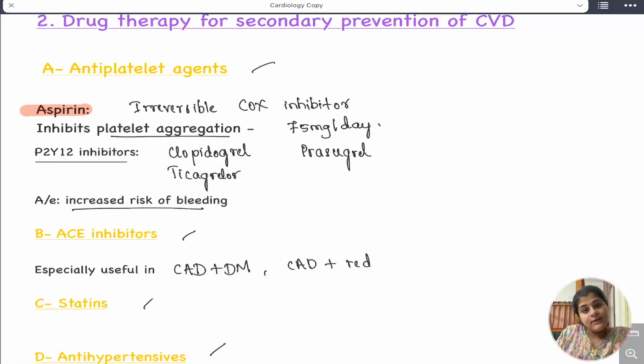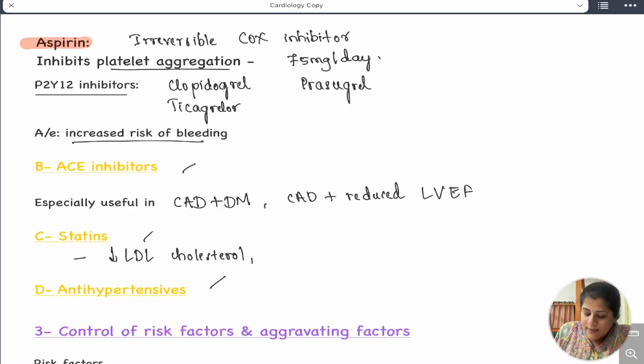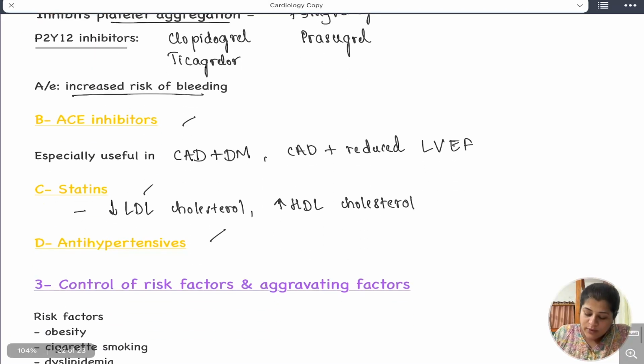Why? Can you say why? Because it prevents cardiac remodeling, right? Reduced left ventricular ejection fraction. Third, statins. Statins are also very, very important. They reduce LDL cholesterol mainly, and to some extent they also increase HDL cholesterol. The fourth one is antihypertensives. If the patient is hypertensive, you should always control the blood pressure.